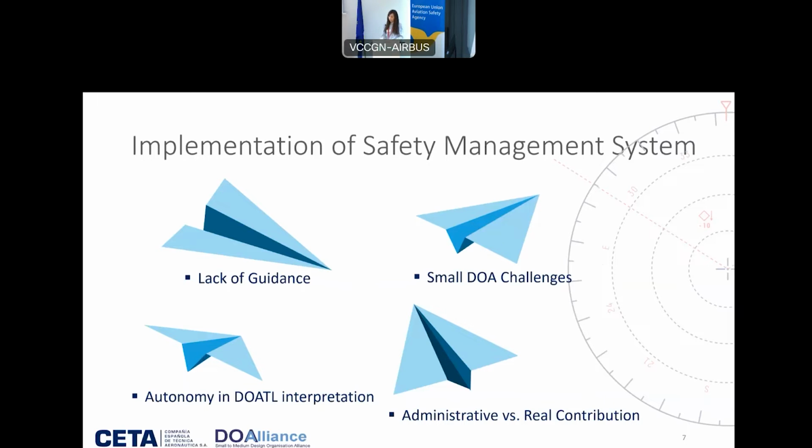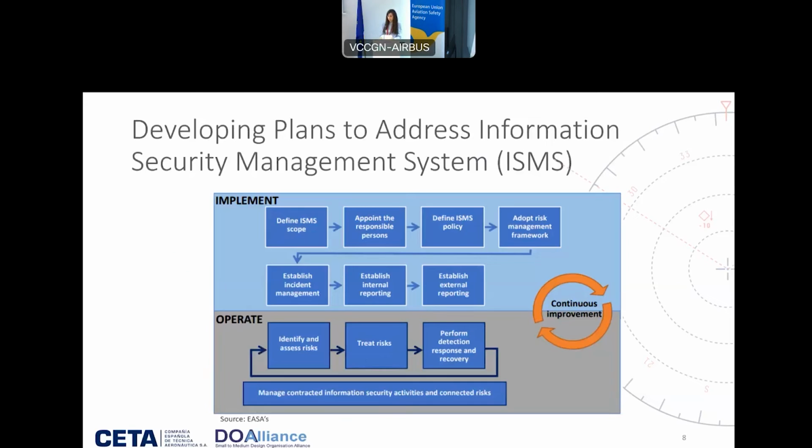In light of this consideration, we propose that EASA provides clear guidance, especially tailored to the challenges faced by the small design organization approval. We hope for a balance where SMS is not only a regulatory burden, but also a meaningful enhancement to safety practice. And now let's move to the last point, which is the information security management system.